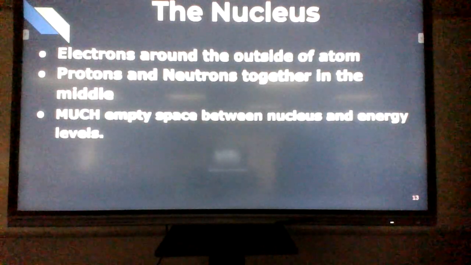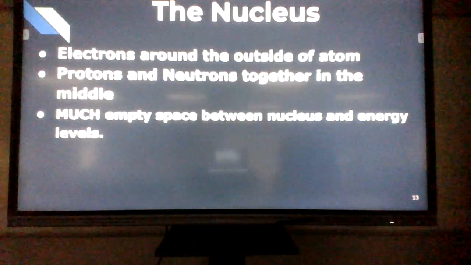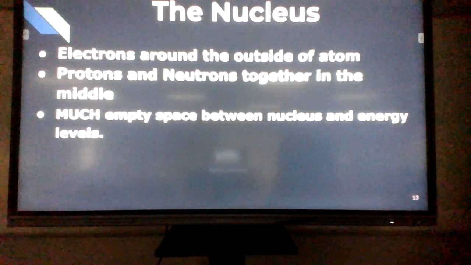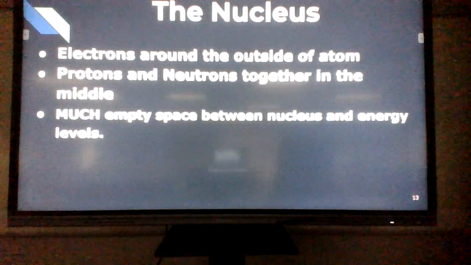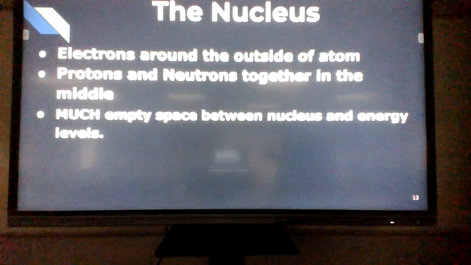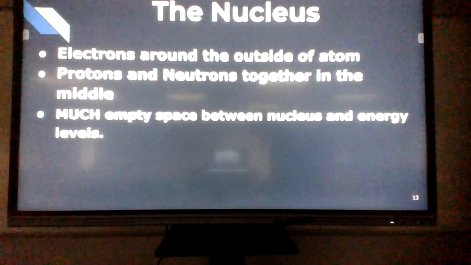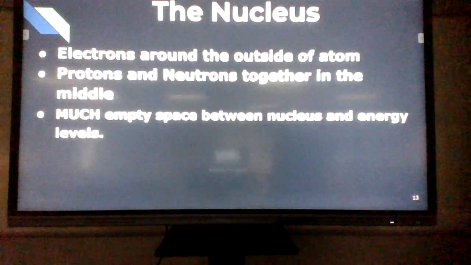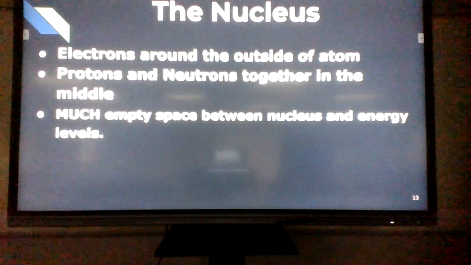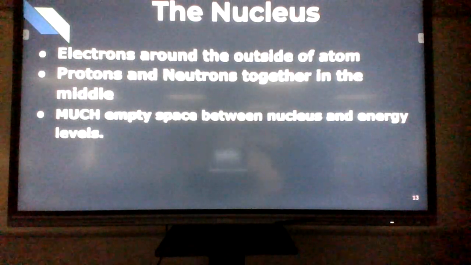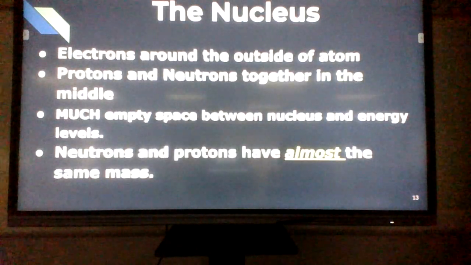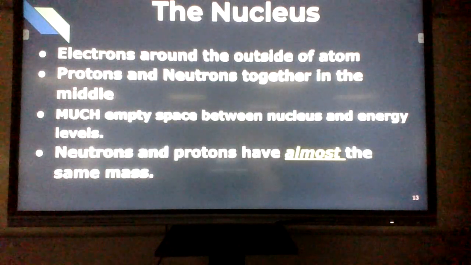Again, there's much empty space between the nucleus and the energy levels. In fact, if the nucleus was about the size of your fingertip and you stood right in the middle of the football field, you put a pen cap that's about the size of your fingertip down there, the first electrons would be well past the end zone. Neutrons and protons have almost the same mass.